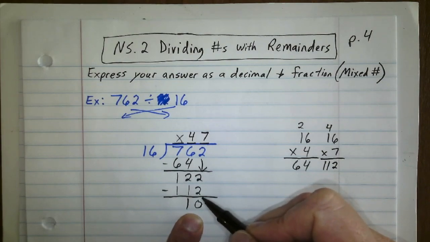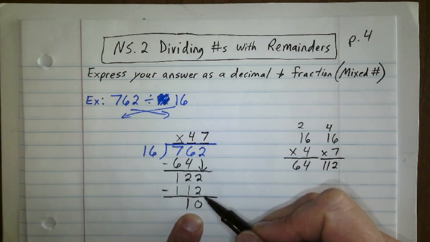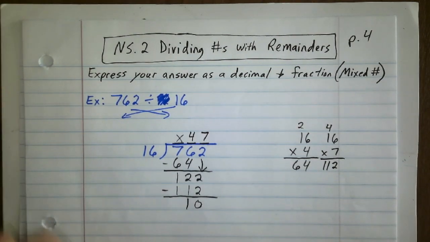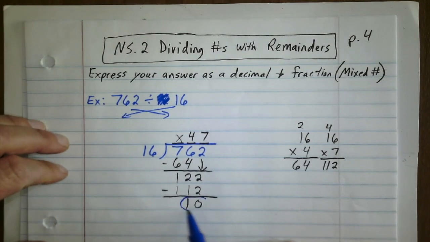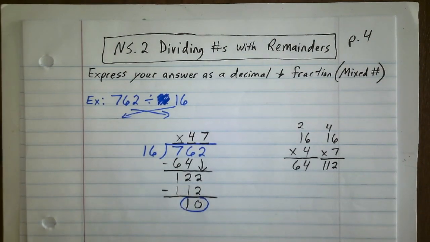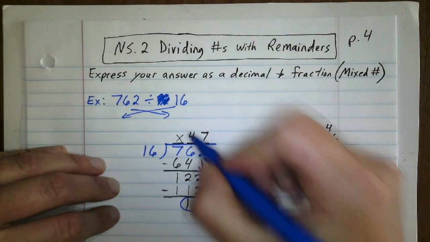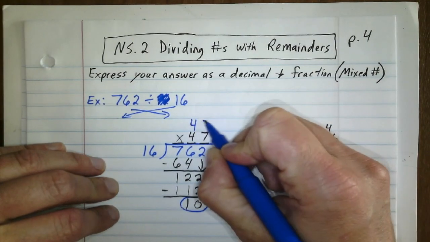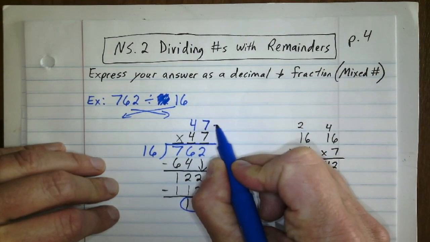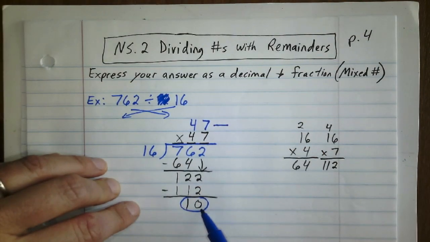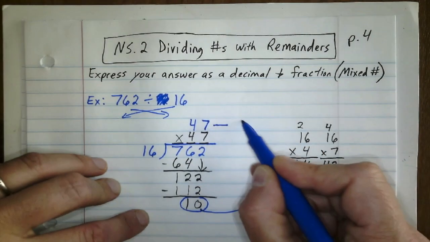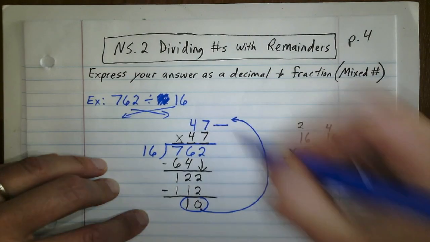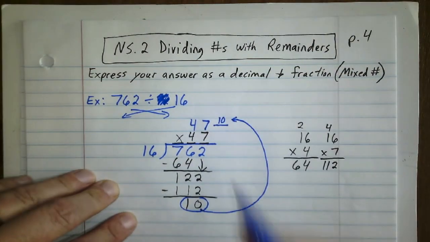So what I like to do right now is circle my remainder, and I'm going to change colors to circle this. Circle my remainder nice and neat, and I'm going to rewrite my whole number 47 right up above it in this space. 47, that's my whole number. Then I'm going to make a fraction bar. My 10 is my remainder, which comes up to the top of my fraction. And what goes underneath of it?